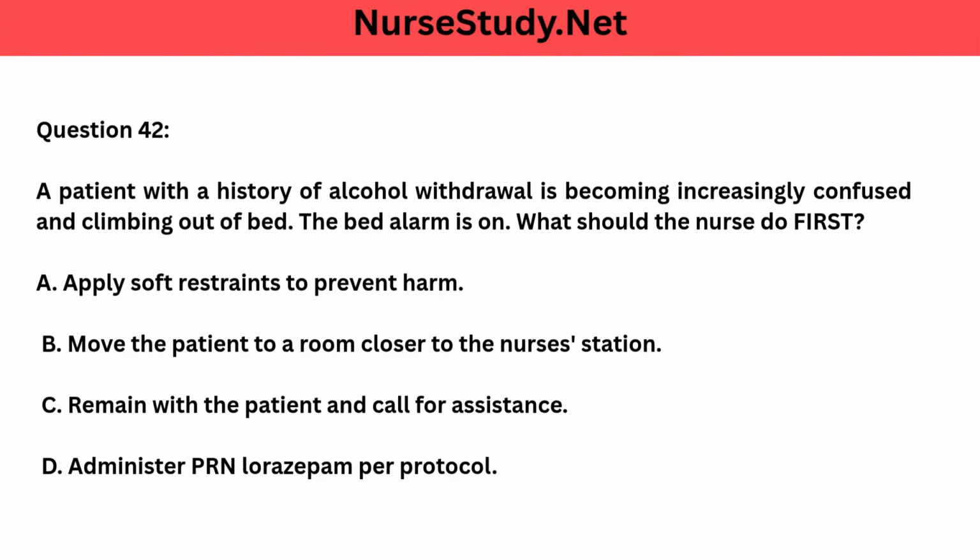Question 42. A patient with a history of alcohol withdrawal is becoming increasingly confused and climbing out of bed. The bed alarm is on. What should the nurse do first? A. Apply soft restraints to prevent harm. B. Move the patient to a room closer to the nurse's station. C. Remain with the patient and call for assistance. D. Administer PRN lorazepam per protocol.